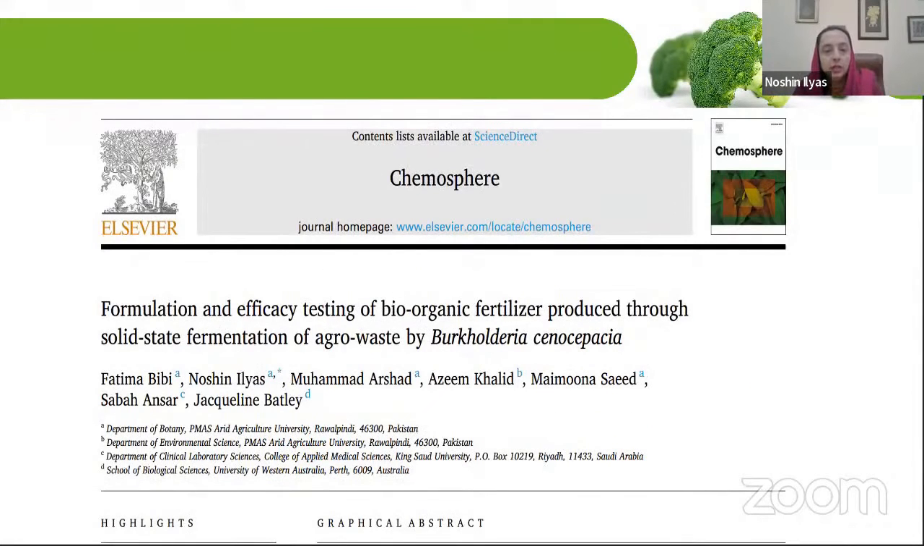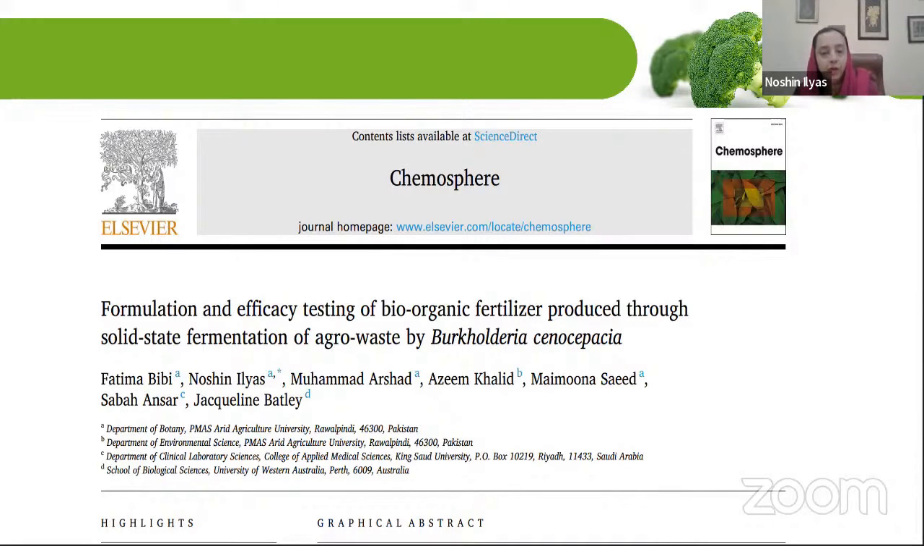So this is the latest work which we have carried out. We have now worked on the production of a bioorganic fertilizer. This fertilizer has been prepared through the fermentation of agro waste by the PGPR. This is basically where we have produced a product, our bioorganic fertilizer, and we are now testing it under field conditions and trying to upscale this. This work has also been published in Chemosphere.